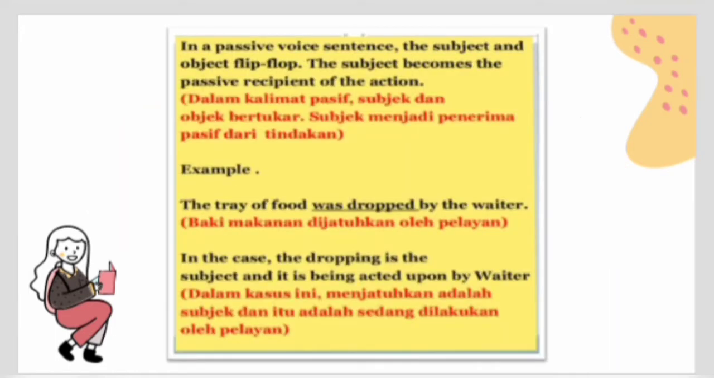In a passive voice sentence, the subject and object flip-flop. The subject becomes the passive recipient of the action. For example, the tray of food was dropped by the waiter. The example above indicates the tray of food is the subject and it is being acted upon by the waiter.